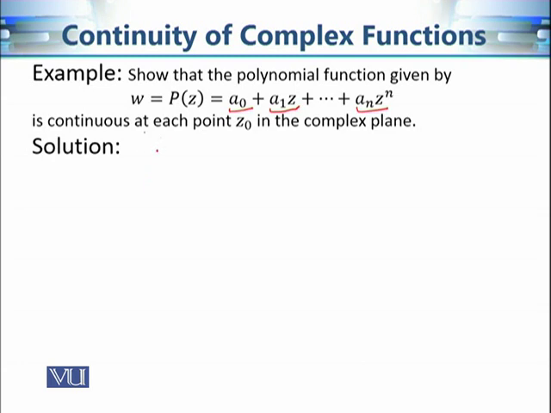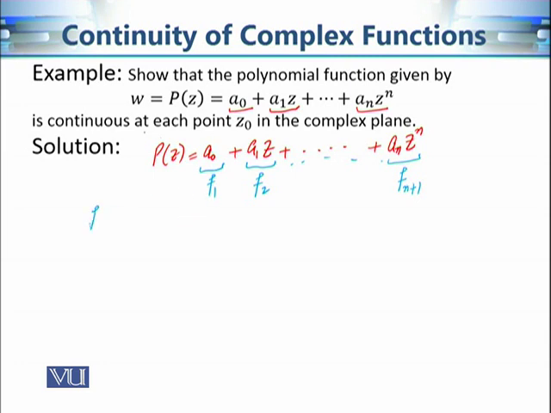Basically p(z) is given as a0 plus a1z and so on up to an zn. So in the first part we prove that this function is continuous. In the second part we prove that this function is continuous, and then we keep on proving that all these functions are continuous. And then of course if all these functions are continuous, then their addition would also be continuous at point z0. So how do we prove that this function f1 is continuous?